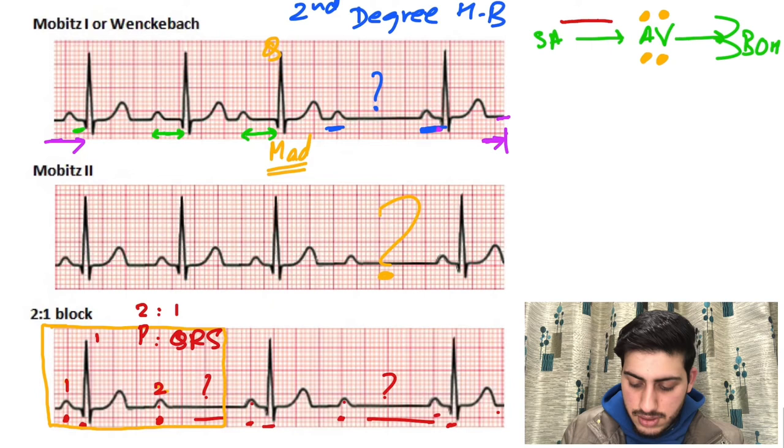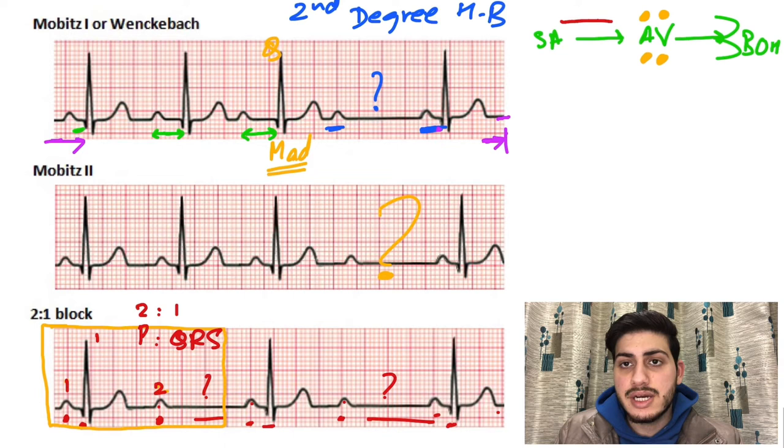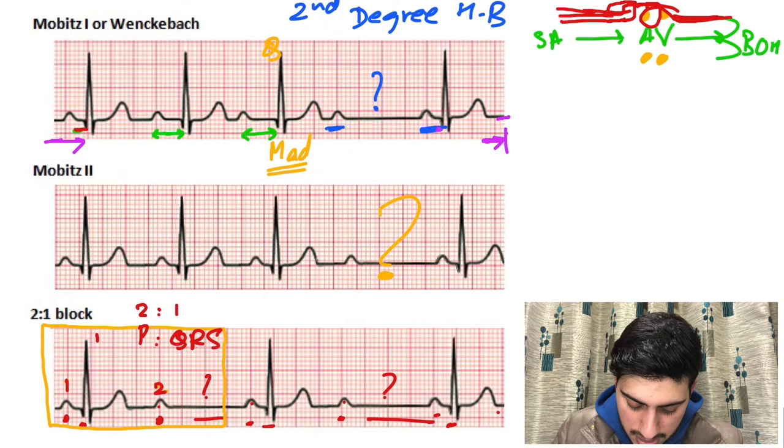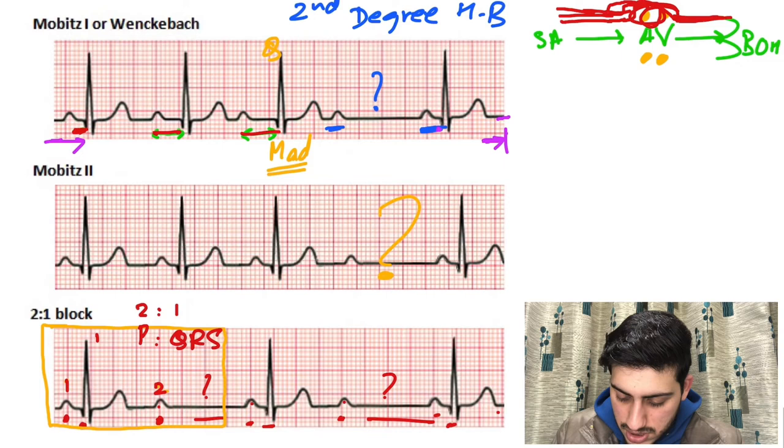So you can see when the impulse is going from SA to AV, first it will not be that slow, but later when more and more impulses come, because here it is taking time to go forward, they will kind of start to accumulate and go further slowly. So that is why what is happening is, first the PR was normal, but later it kept on increasing, which eventually the AV could not compensate or send the signal forward, which eventually led to a drop in the QRS complex.